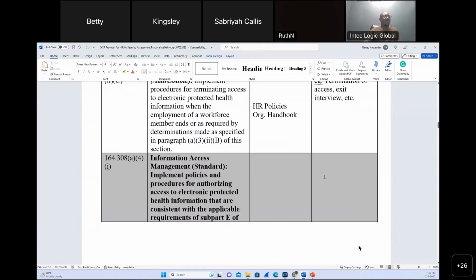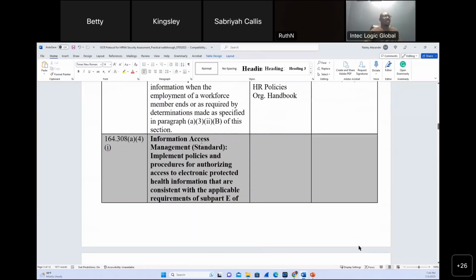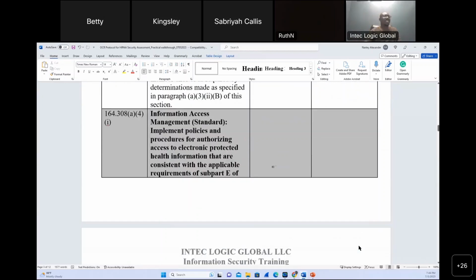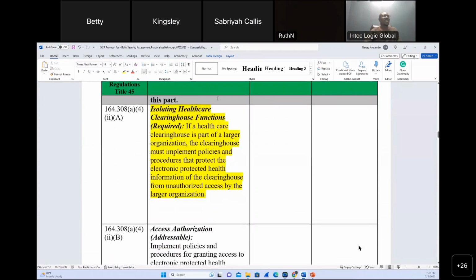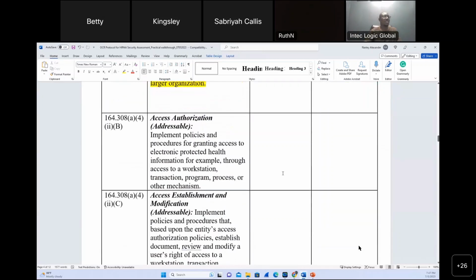So last time we said the next one is information access management. But under access management, clearinghouse is not part of what we do. It's a different entity altogether. So we're jumping that. Here, the first one is access authorization.